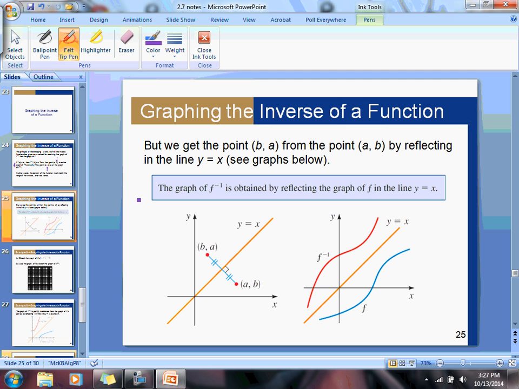So that's a characteristic that's important to remember when you're graphing functions. If you're graphing functions that you know are inverses, that line, y equals x, that diagonal line has to act like a mirror. If it doesn't look the same on one side as it does on the other, then either your equations aren't inverses or you're graphing improperly.